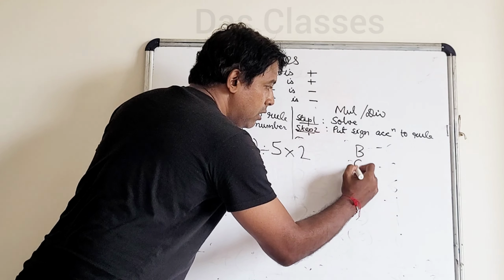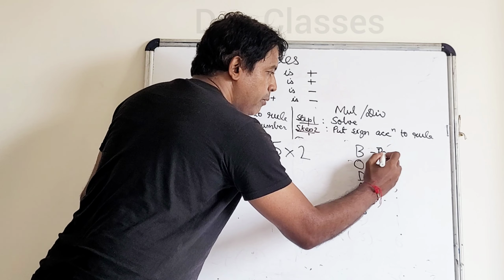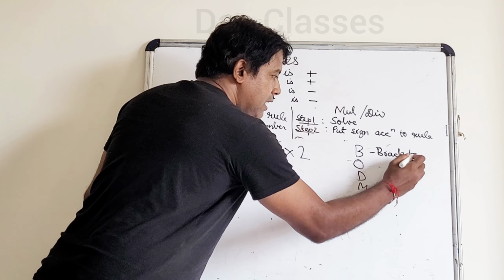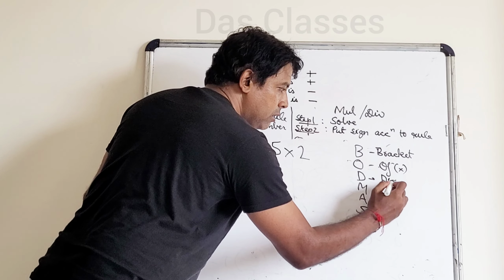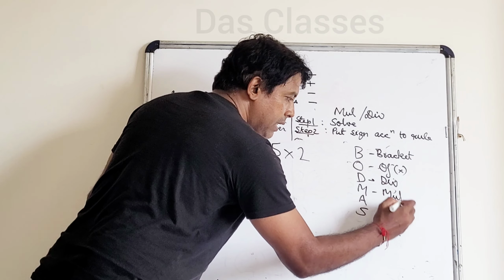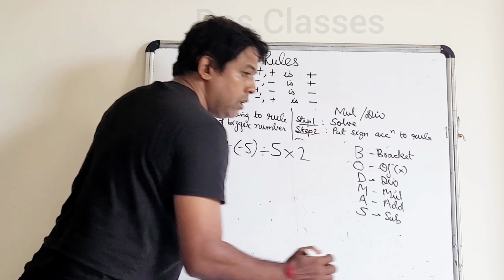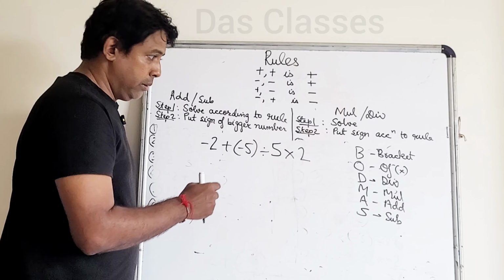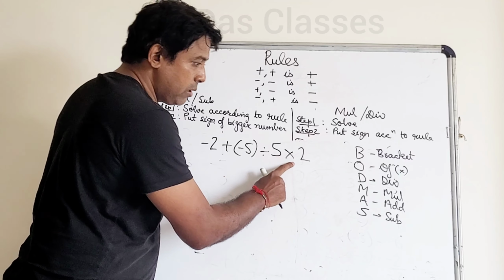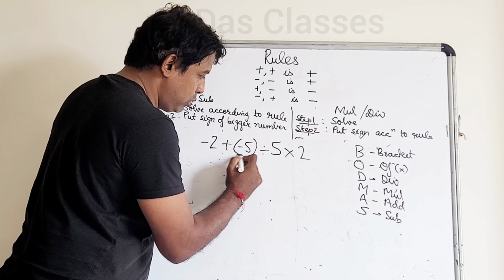In that case, we use the rule of BODMAS, where B stands for bracket, O stands for of, that's multiplication, D stands for division, M stands for multiplication, A stands for addition, and S stands for subtraction. So in a sum, when there are more than one operation, we have to follow this order. There's a plus, there's a division, and multiplication. So division comes before, so we'll do the division first.